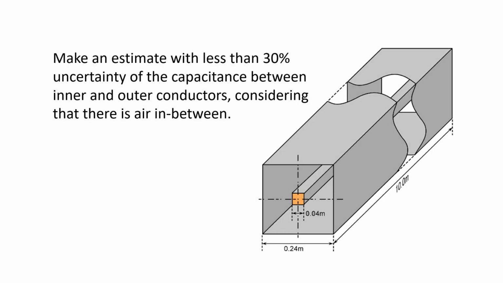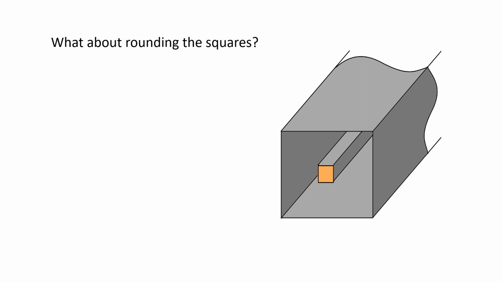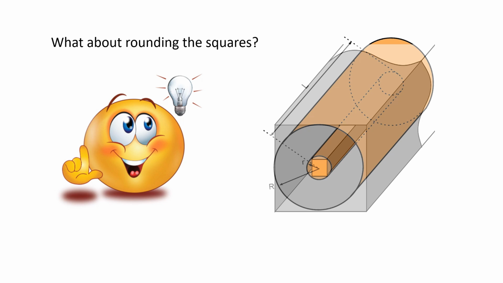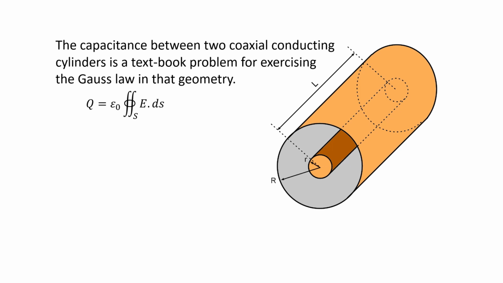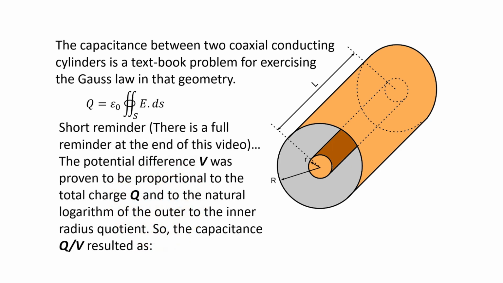Here's another exercise. Make an estimate with less than 30% uncertainty of the capacitance between the inner and outer conductors, considering that there's air in between. 30% uncertainty means that whatever number you come up with must be somewhere between 0.7 and 1.3 of the real thing, right? Being square is what's new here, but if we made those conductors round, that would transform the system into the more familiar one of coaxial cylinders, right? The capacitance between two coaxial conducting cylinders is a textbook problem for exercising Gauss's law in that geometry. Here's a short reminder. There's a full one at the end of this video.